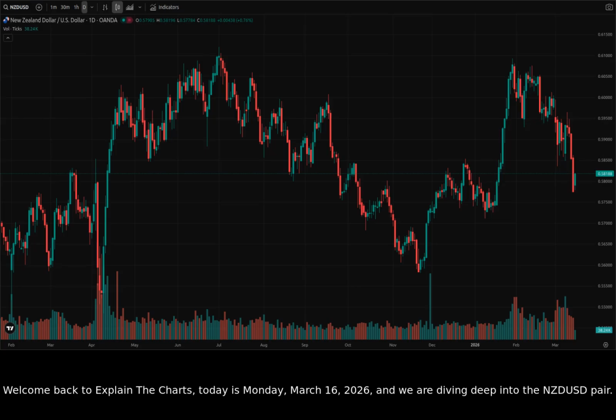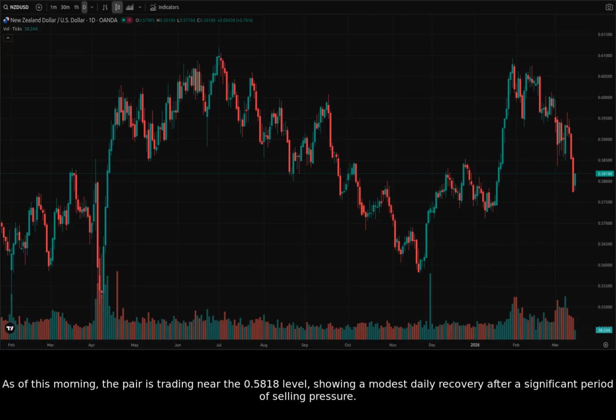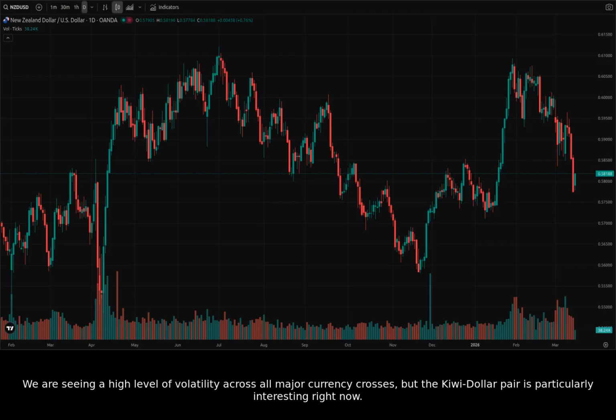Today is Monday, March 16th, 2026, and we are diving deep into the NZDUSD pair. The market is currently navigating a complex environment where geopolitical tensions are clashing with central bank policy. As of this morning, the pair is trading near the 0.5818 level, showing a modest daily recovery after a significant period of selling pressure. We are seeing a high level of volatility across all major currency crosses, but the Kiwi dollar pair is particularly interesting right now.